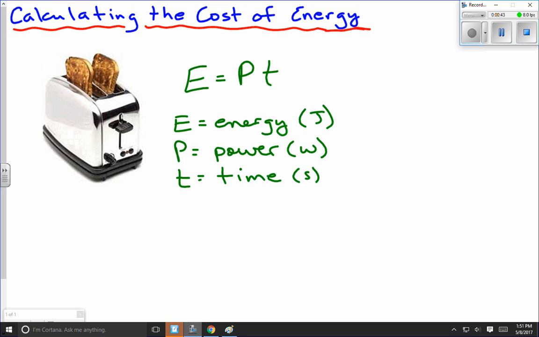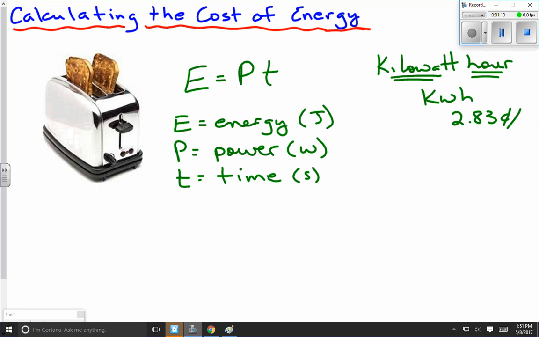Problem is, when electricity is priced, energy is priced, it's not priced by the watt second or by the joule, it's priced by the kilowatt hour. So a kilowatt hour is just a unit of power, kilowatt, times a unit of time, hour, or kWh. Now where I live, this happens to be 2.83 cents per kilowatt hour. So that's the cost of electricity.